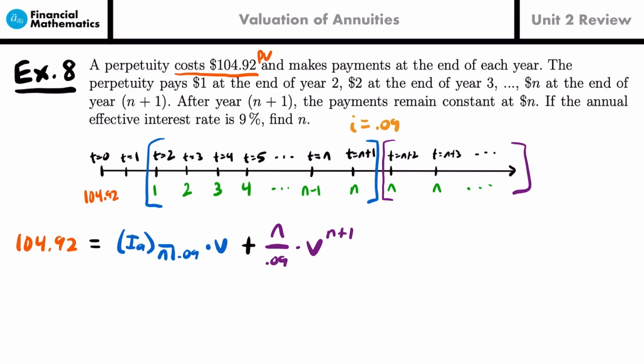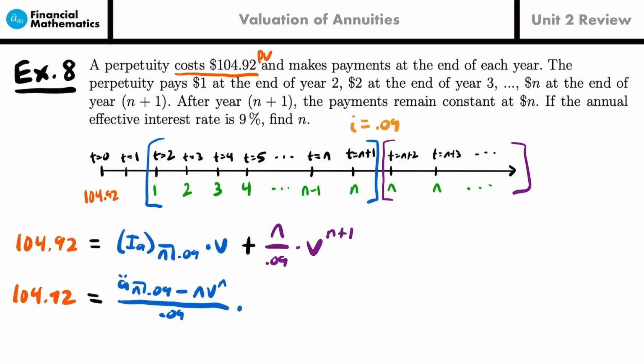So in particular, I'm talking about this formula right here for the present value of an arithmetic increasing annuity immediate. If we write out what that is, we'll have 104.92 is equal to the present value of an annuity due for n periods using the same interest rate, 0.09, and then we'll be subtracting n times v to the power of n, and then we divide by the interest rate, 0.09.